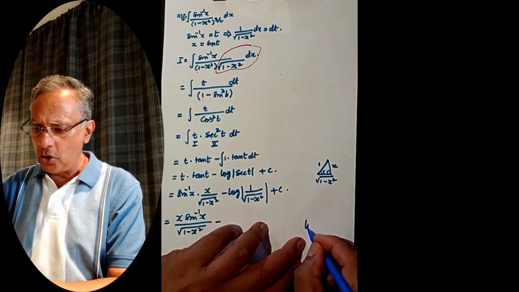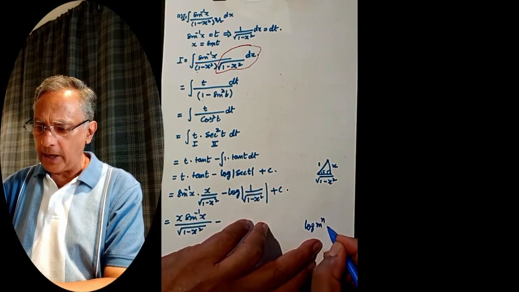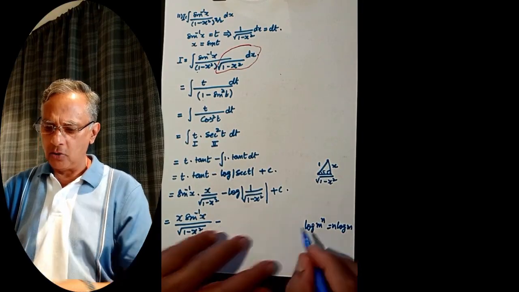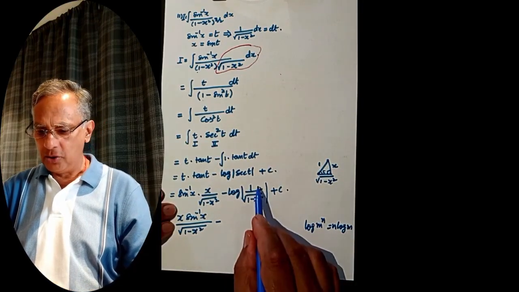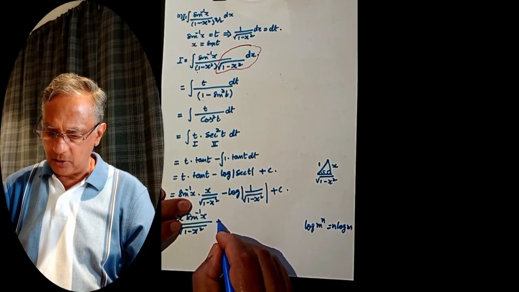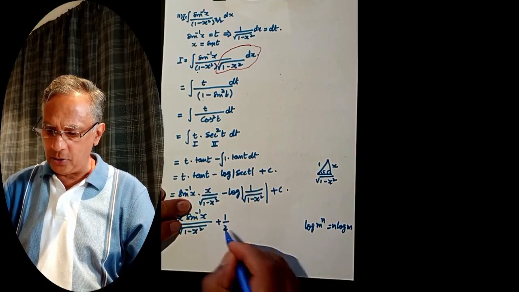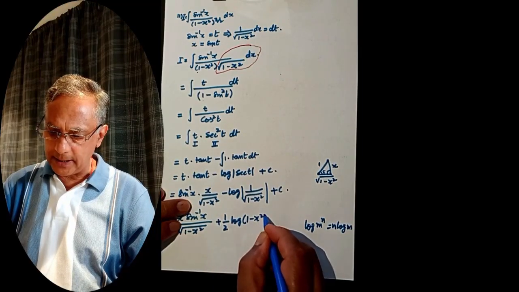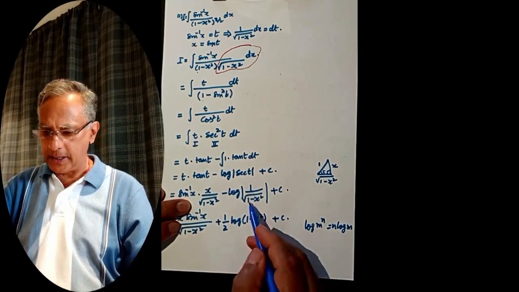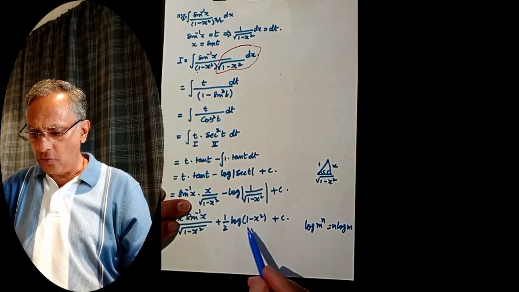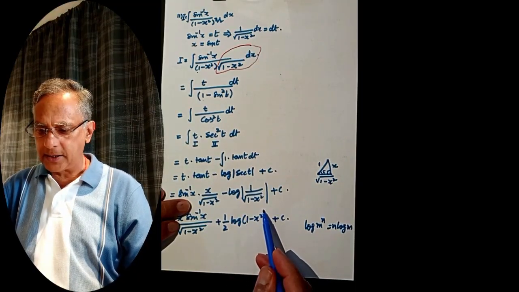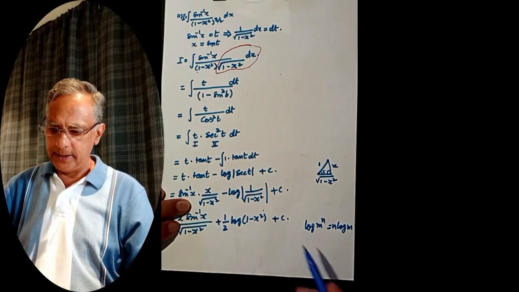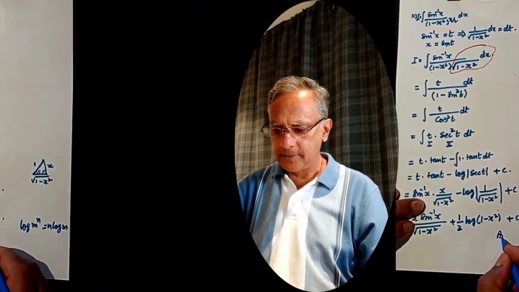Now we know log m to the power of n is n log m. This power can be taken out. So this power is minus half. So minus half can be taken out. This will be plus 1 by 2 log of 1 minus x square plus c. This can be written as log of 1 minus x square to the power of minus half, and using this rule minus half will be taken out. So this is the answer.